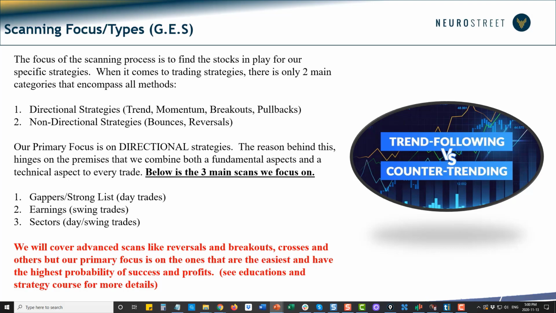Now, our primary focus on the majority of our strategies is directional. For stock trading, we're really trying to trade the trends. We're really trying to trade the momentum so that you can understand how to get behind a moving freight train and ride that to the top. And the way we do this is we've got 3 primary categories that make up everything we're looking at. We're looking at gappers or strong stocks. We call it a gap strong list.